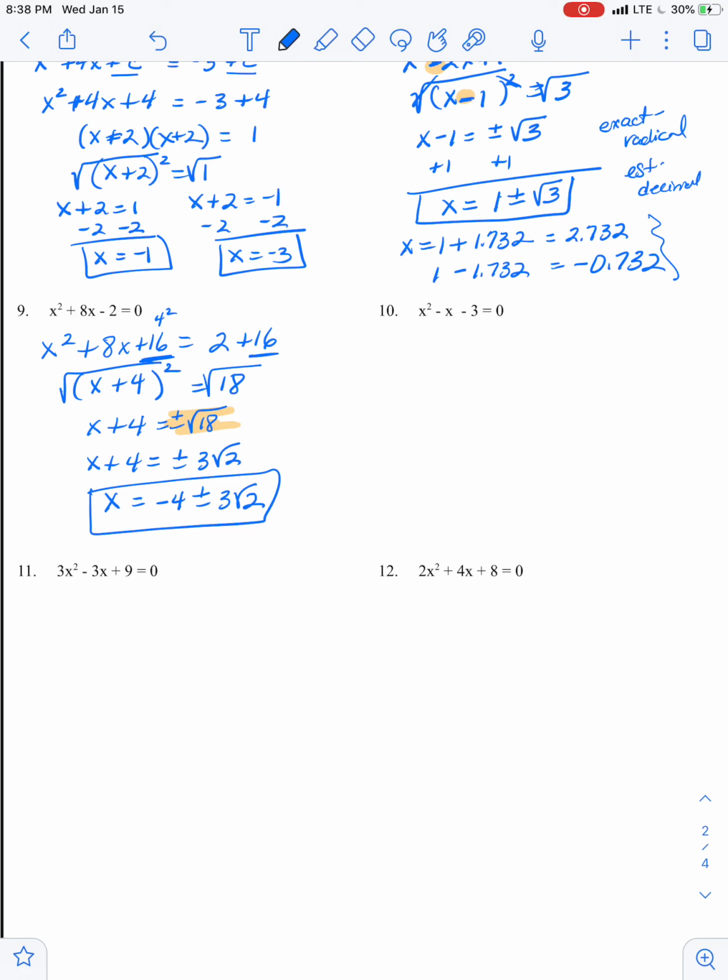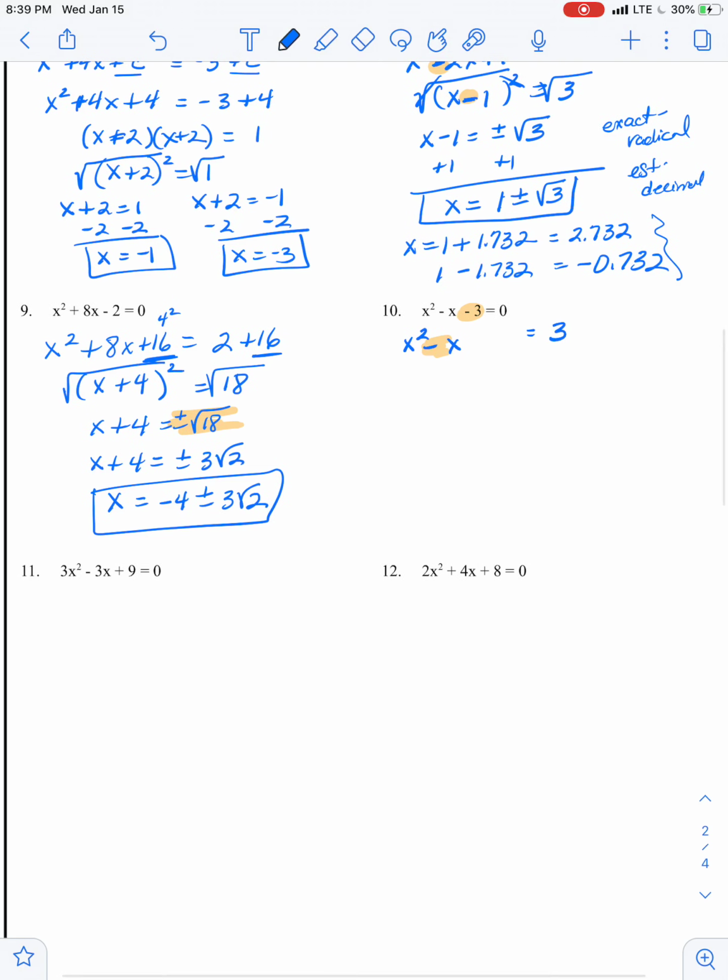So again, the first step is move that C over to the other side. So this gets moved to the other side. Okay. Your next step is to take half of your B. So in this case, B is 1. So when I divide it by 2, I get 1/2. And then that won't simplify. So we're going to square it and get 1/4.